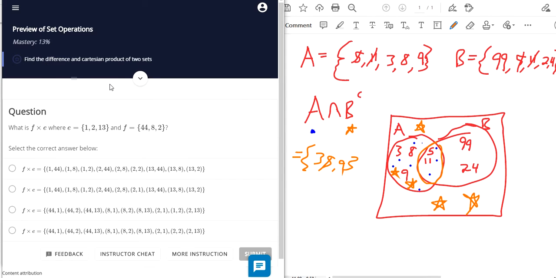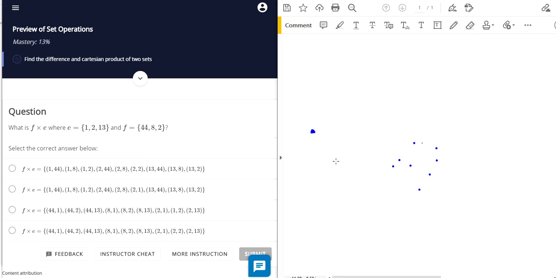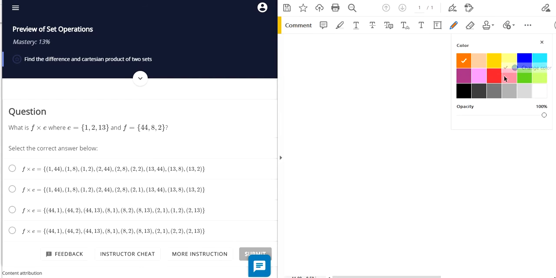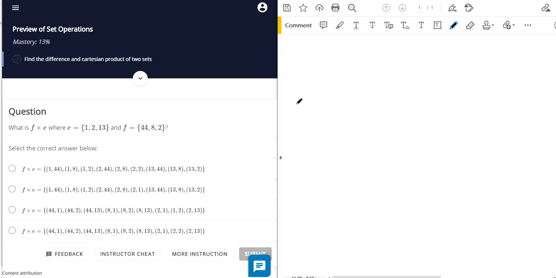Find the difference in Cartesian product of two sets. Okay. So this question is asking for the Cartesian product of F and E. Basically what that means is that you're supposed to pair up all the values in F with all the values in E. And now the order is specific here. They said the Cartesian product of F with E.